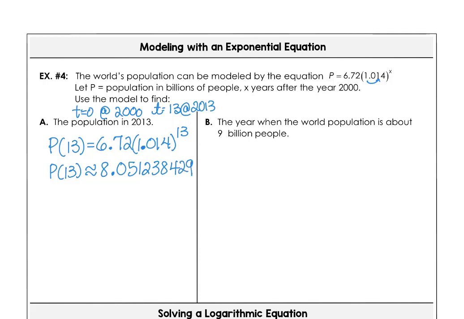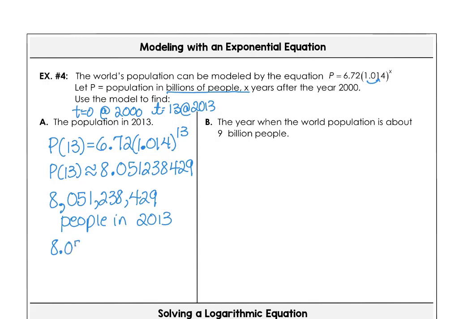So if this answer is in the billions of people, then we got 8.05 billion people in 2013, or if you wanted to say 8,051,238,429 people in 2013. So either one would be an okay answer. 8.05 billion is another way to answer that.